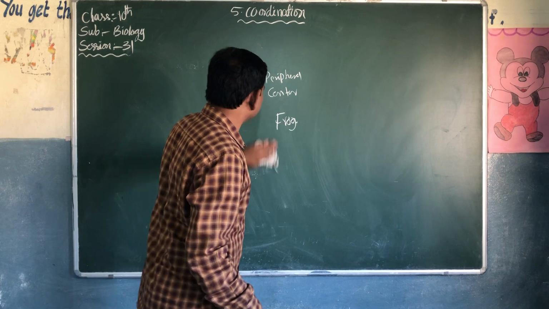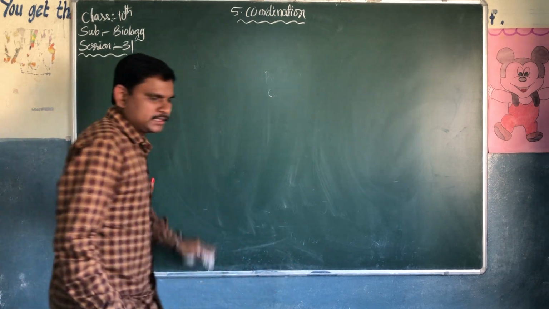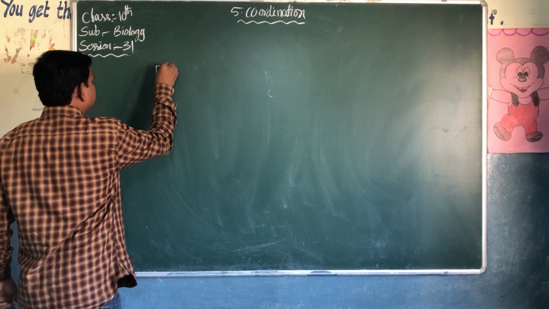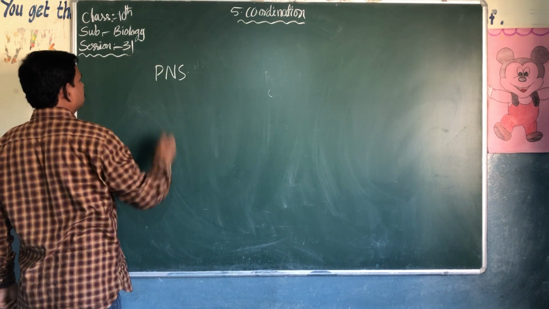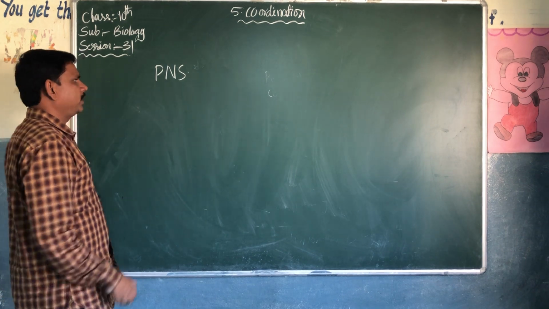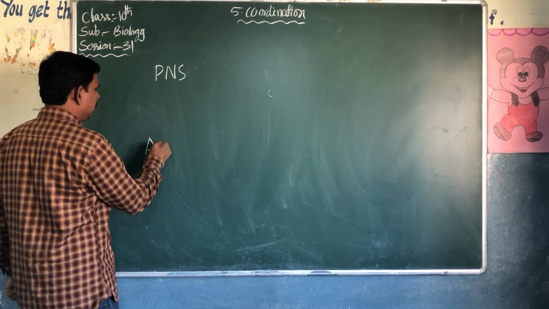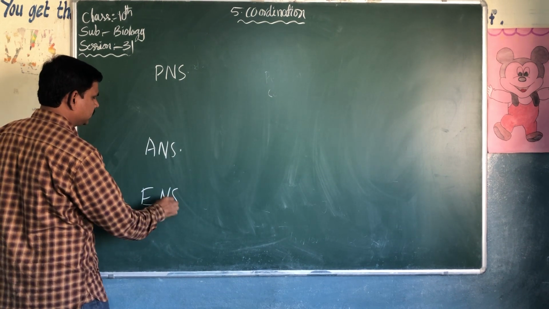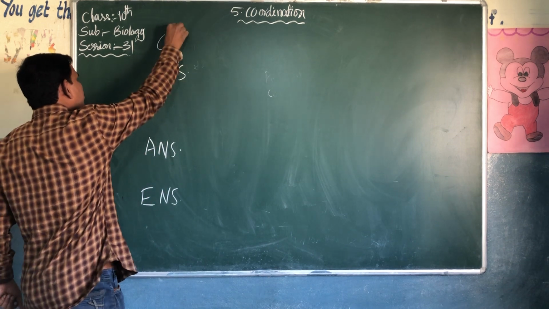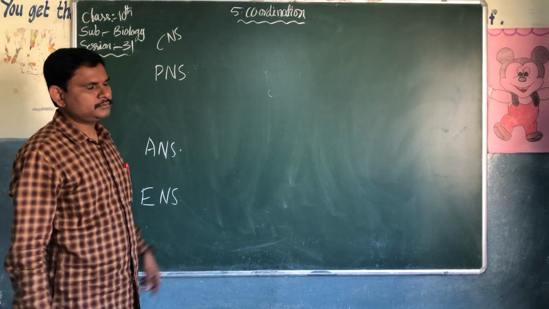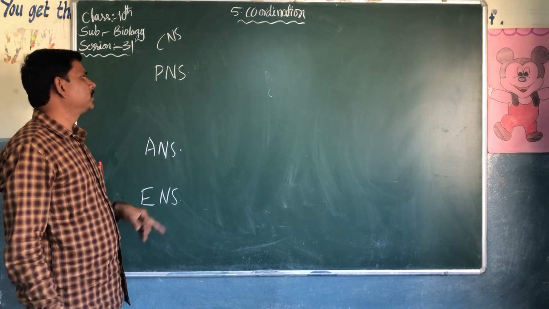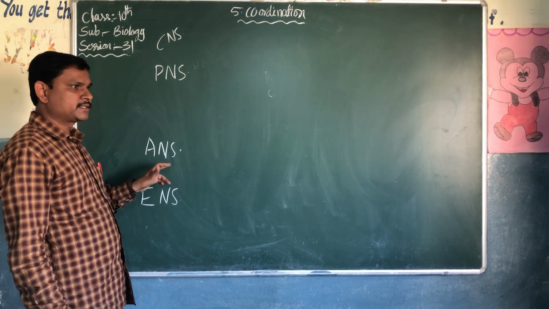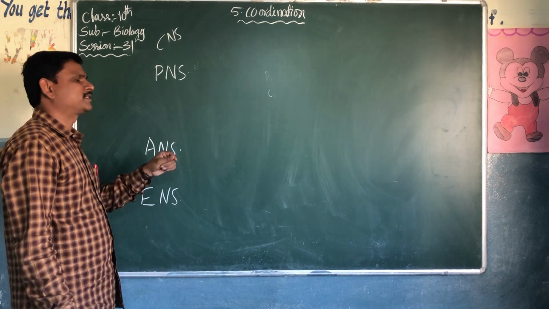Next we will discuss what is PNS and what is ANS. Peripheral nervous system, autonomous nervous system, ENS, enteric nervous system, and we already discussed CNS, the central nervous system.